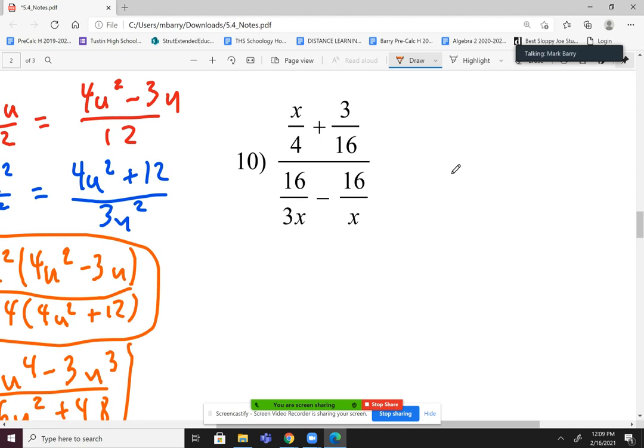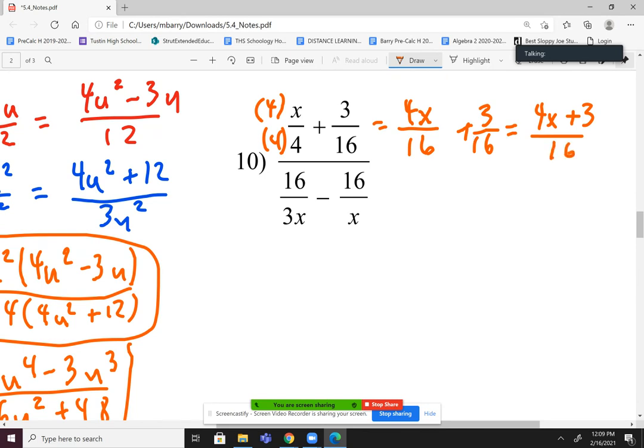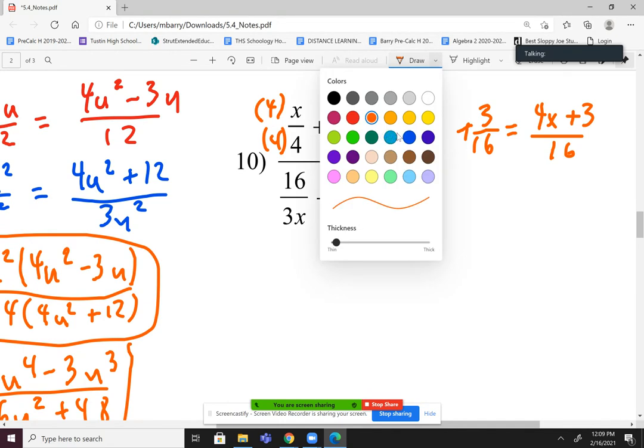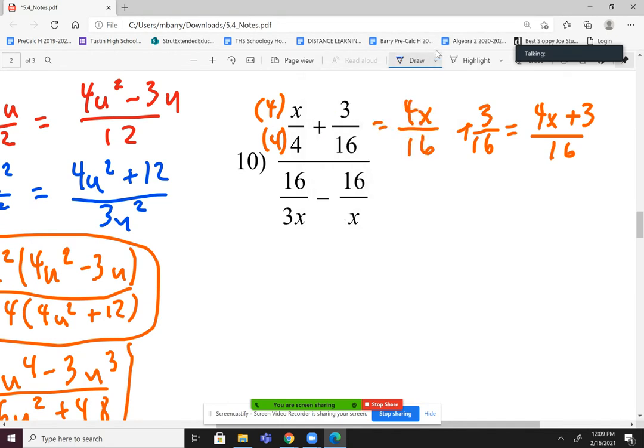All right. So once again here, let's multiply this one by 4 to get a common denominator. So that's going to be 4x plus 4x over 16 plus 3 over 16. So that's going to be 4x plus 3 all over 16. This one will multiply by 3.